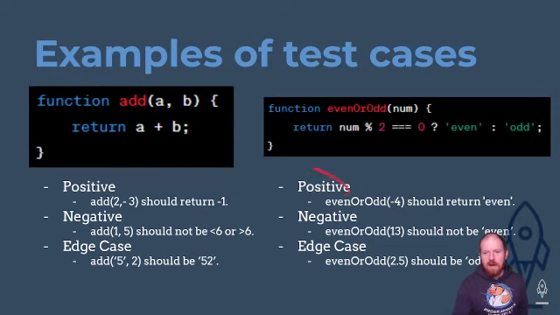So same thing here, positive, if it's even or odd. If I type in -4, it should return even. The negative would just, if I typed in 13, it should not be even. So remember, negative is not, you're expecting the negative case.